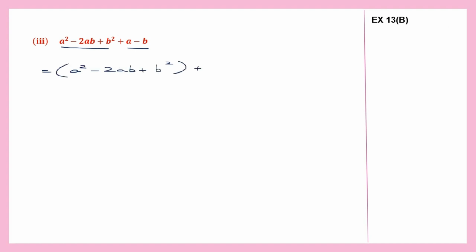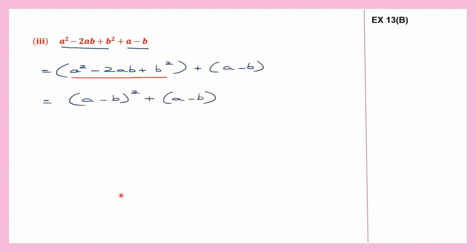And then what do we have left? Plus a minus b. Now, if you look at this carefully, a square minus 2ab plus b square, this is the formula for a minus b the whole square, isn't it? So, instead of that, we can say a minus b the whole square. And then we can write what is left, which is a minus b.